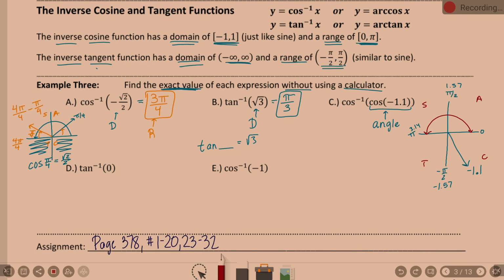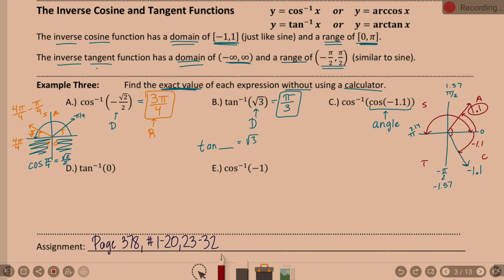A negative 1.1 down here is equivalent to what up here? In other words, going down 1.1 from the x-axis is equivalent to going how far? Up 1.1? You see where I'm going with that? This was going down 1.1. The same reference angle, okay? That's what we're trying to get, is the same reference angle. Since I need to be in the positive quadrant, we're going to be at positive 1.1. If we needed 1.1 over here, we'd be seeing, okay, how far is it up from 3.14?